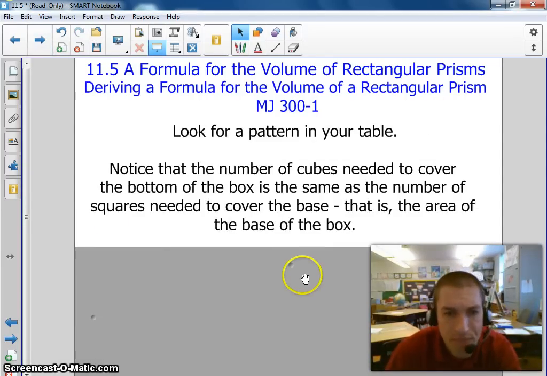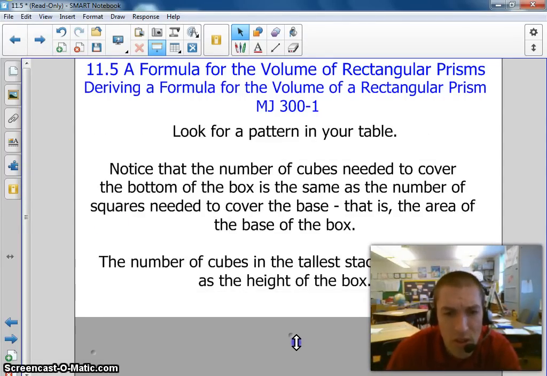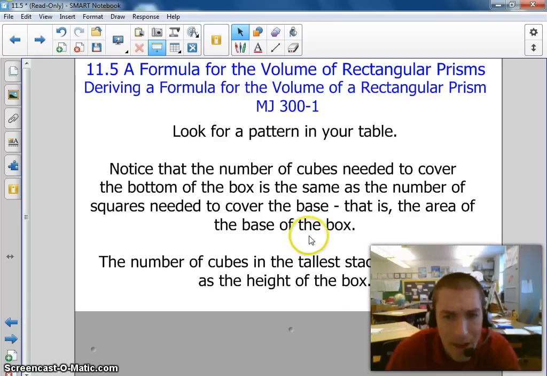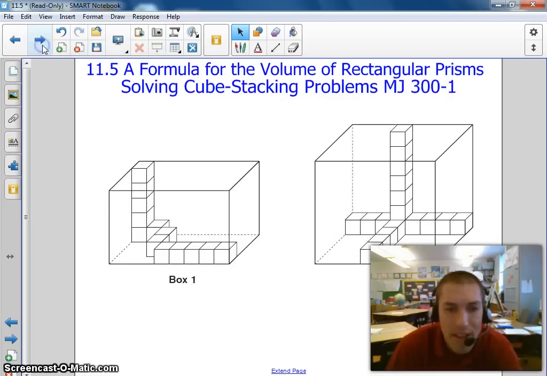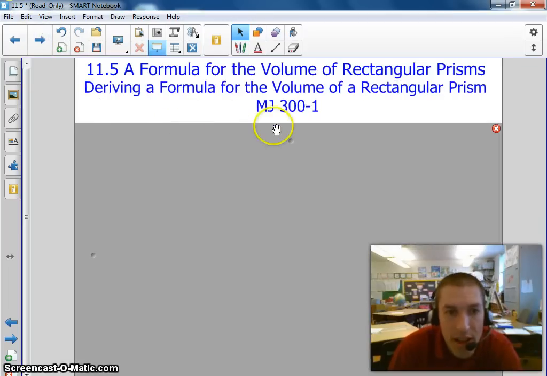Moving forward, notice the number of cubes needed to cover the bottom. So we did that. We first found the base, and then we figured out the tallest stack is the height, and we multiplied them together. So for instance, we found the length was 8 and the width was 4. We found that 32 cubes covered the bottom, and then we did it times 5. So that's what they are talking about.